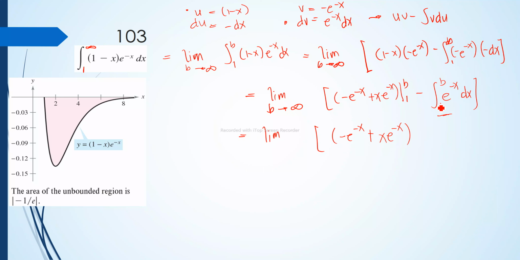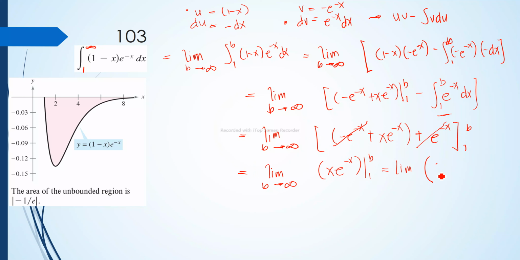How about this one on this side? We have plus e to the negative x, to be evaluated from 1 to b as b approaches positive infinity. As you can see, we have a positive e to the negative x and a negative e to the negative x, so that cancels out. Then what remains is just x times e to the negative x, to be evaluated from 1 to b as b approaches positive infinity. That is equal to the limit of b e to the negative b minus 1 times e to the negative 1 as b approaches positive infinity.